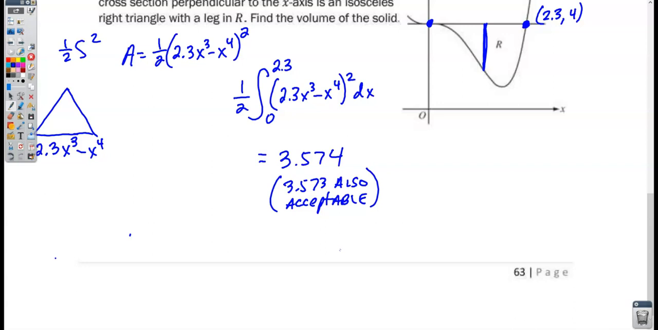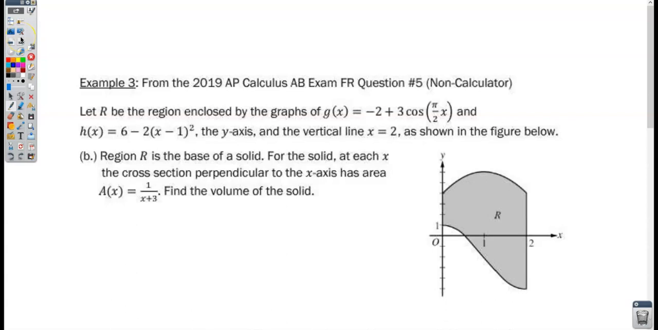Alright, welcome back everybody. In this video we are going to continue our discussion of section 8.8 of AP Calculus, volumes with cross sections, triangles and semicircles. We're going to pick up right where we left off. We're going to look at a few more examples from some old AP questions.